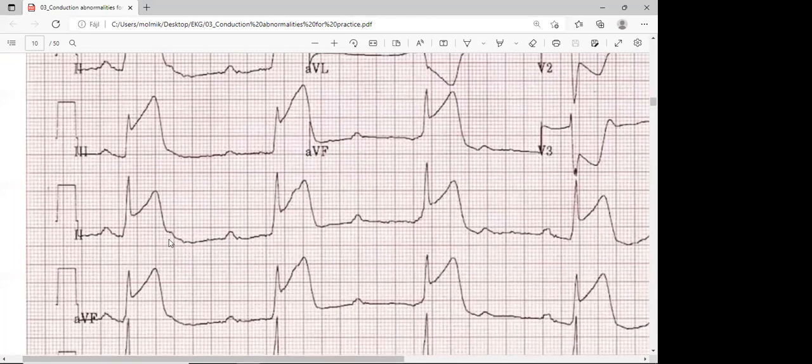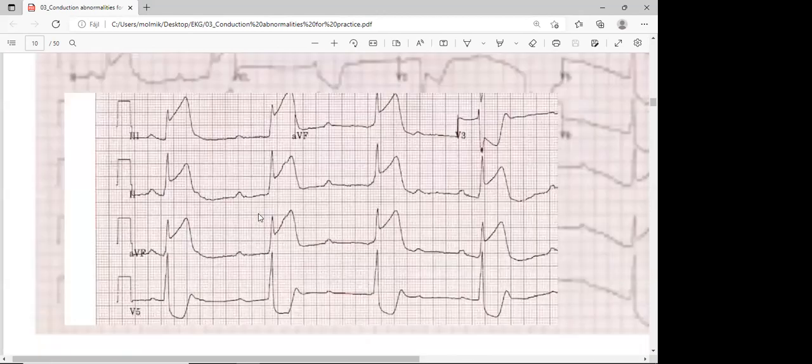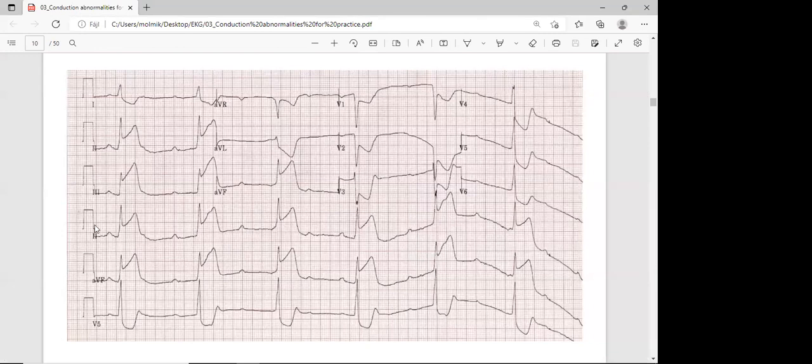Okay, so here, for example, one P is here, another P is here. I would bet another P is right here. P is here, maybe here, I don't know. So it means that this P is independent from the QRS complex. What can it mean? It means that this patient has a complete AV block, third degree AV block, and a junctional escape rhythm, because the rate is around that, and the QRS is narrow.